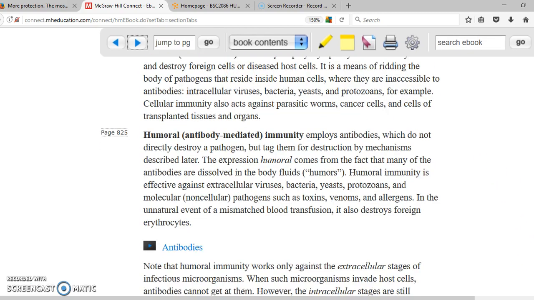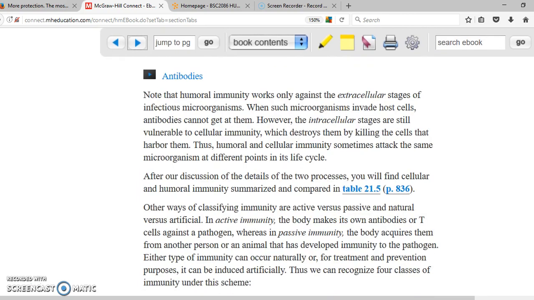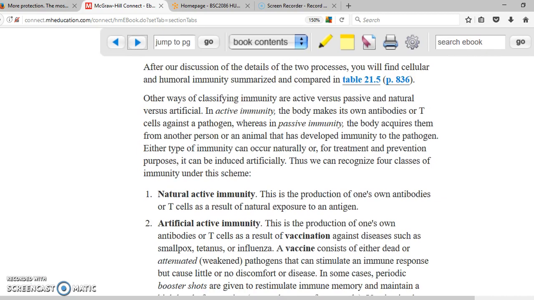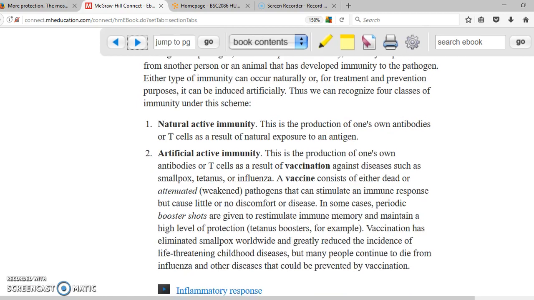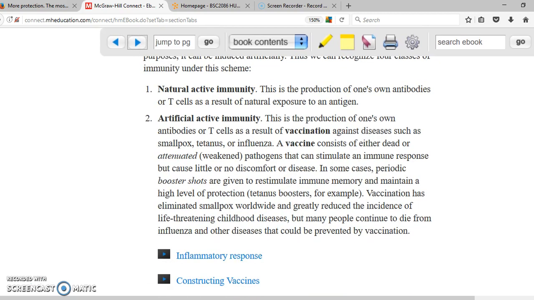Okay, let's keep scrolling down, and we're going to see that, based on the way we produce our antibodies, there are different kinds of immunity. The first one that we have here is natural active. So natural means you got the infection on your own. Nobody gave it to you. You got it on your own because, unfortunately, you got infected with something. And active means that you created your own antibodies against this infection. So natural is because you got your own infection. Active because you created your own antibodies.